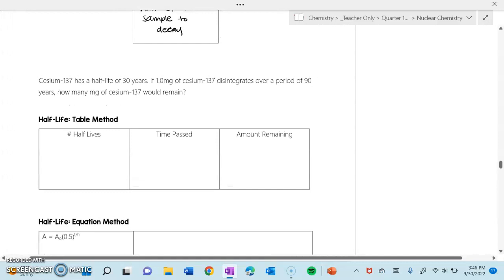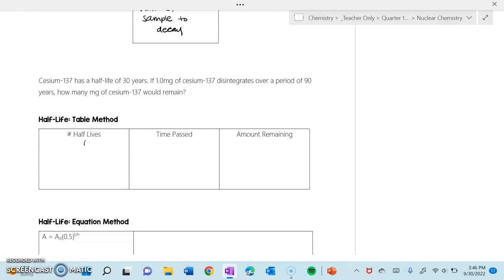The table method helps us visualize what's going to be happening. So when you start out, it's always important to put 0 half-lives and 0 time passed when you write down the initial amount of the radioisotope. In this case, we have 1 milligram as our starting amount. Now we start to track how many half-lives have passed. So after 1 half-life, this problem tells us it's 30 years. And again, that part depends from problem to problem, depending on the half-life of that specific isotope. After 1 half-life, it's been 30 years.